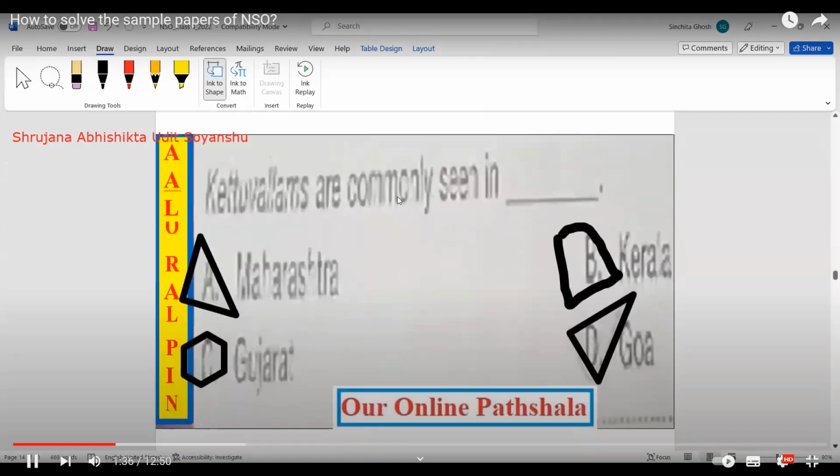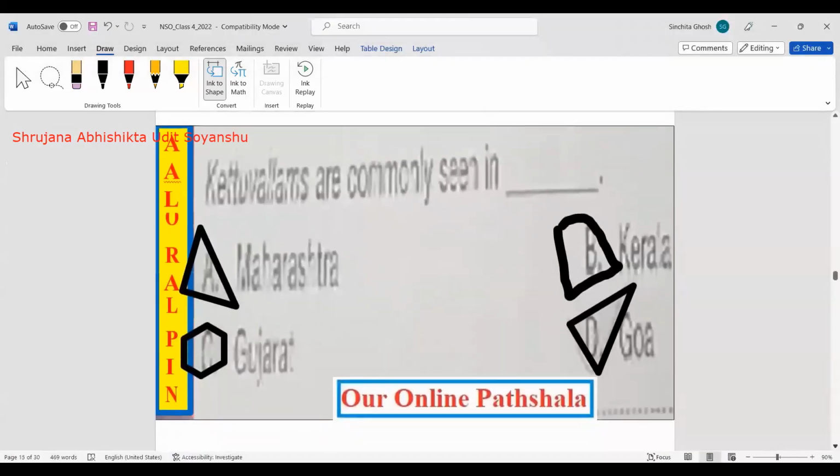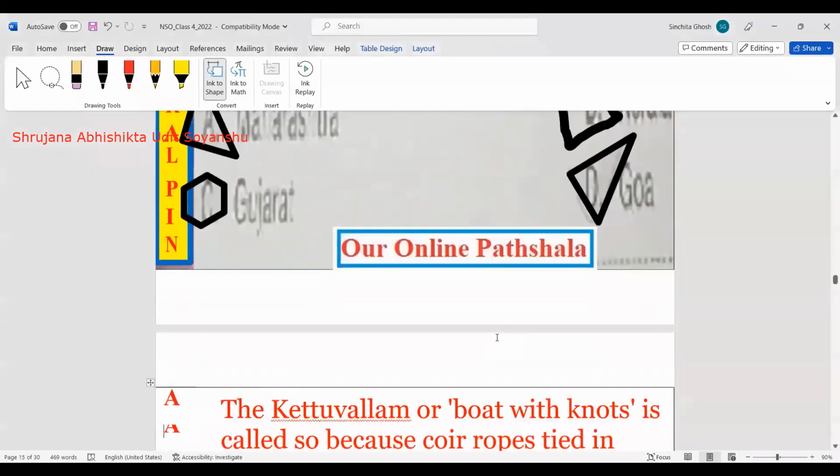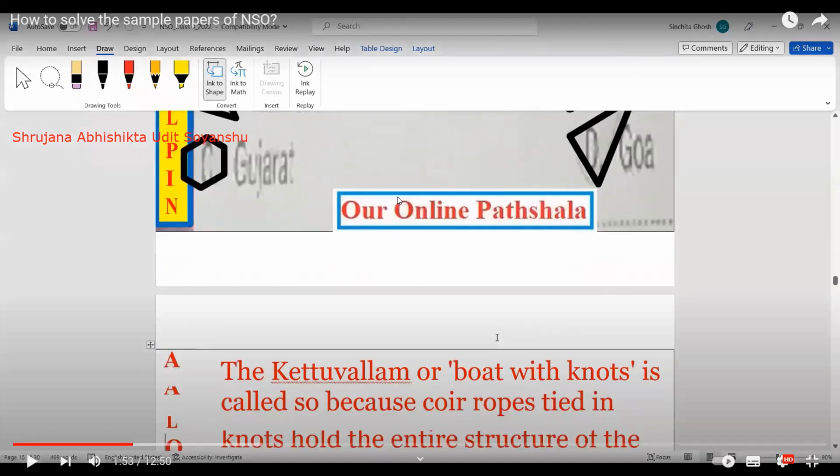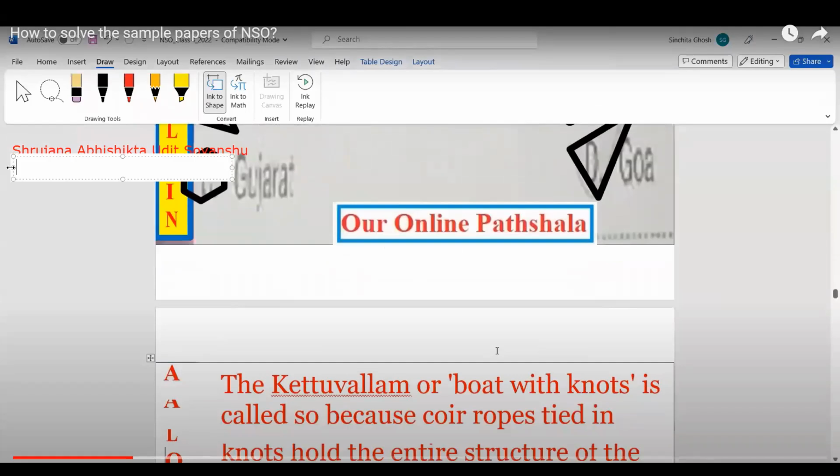Kettuvalams are commonly seen in Maharashtra, Gujarat, Kerala, and Goa. Which is the correct answer? Let's find out. The answer will be Goa. It's Goa, beta. So Srujana gave the correct answer, but I am not giving any marks to anyone else because none of them said the correct one and Srujana was the correct one. According to the rule, if only Srujana gave the wrong answer, then the others can challenge and give the correct answer and earn 5 marks.